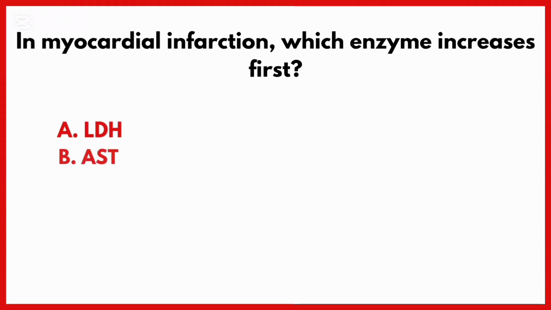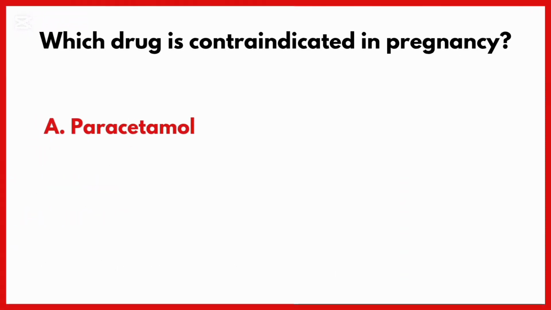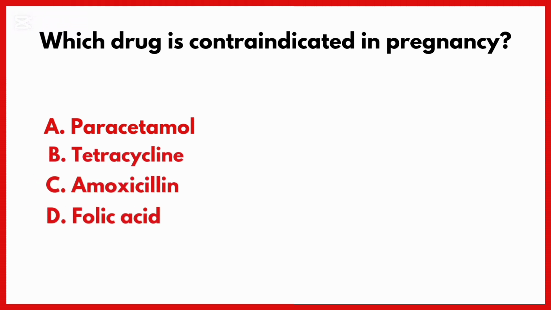In myocardial infarction, which enzyme increase first? Correct answer is option D. Which drug is contraindicated in pregnancy? Correct answer is option B, tetracycline.